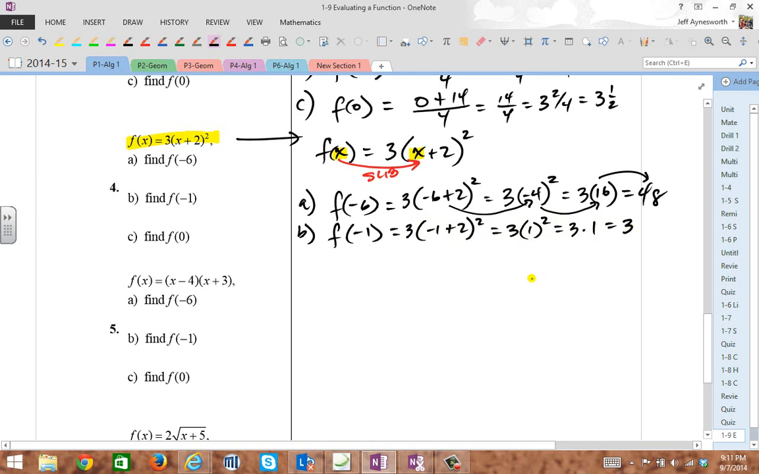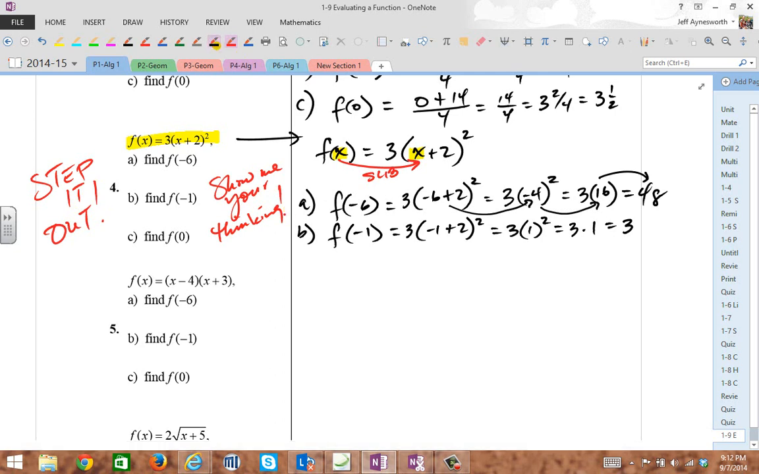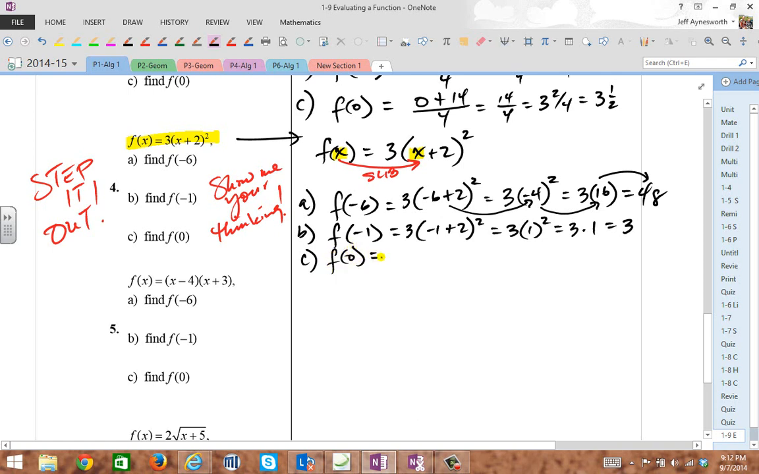Notice how I'm stepping it out, okay? Everybody, right on the left-hand side, step it out. I need to see your process. Show me your thinking. Every instructor wants to see your thinking, so you've got to show me things. Show me how it's done. Show me how it's generated. All right, next one here, f of 0. Substitute 0 in right there and give it a shot.